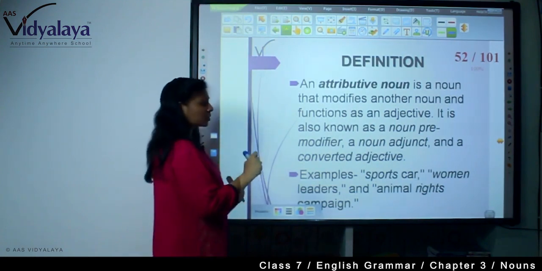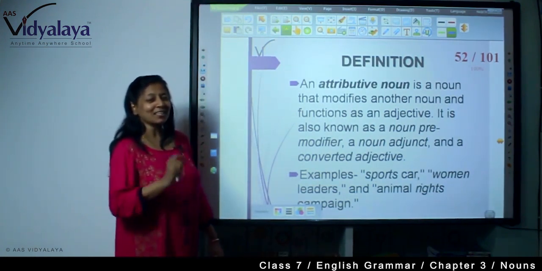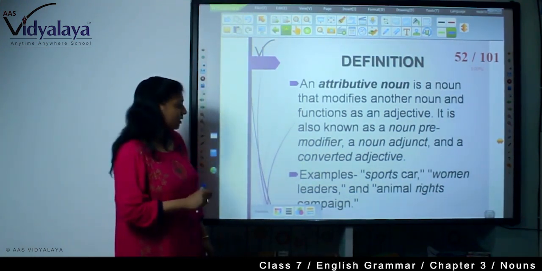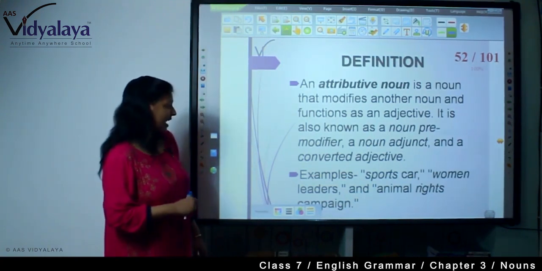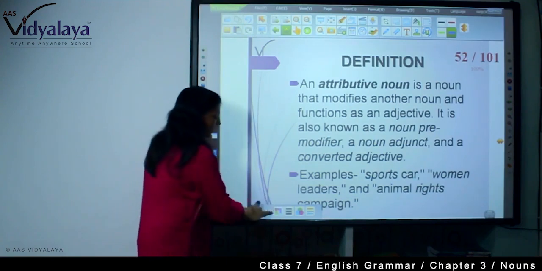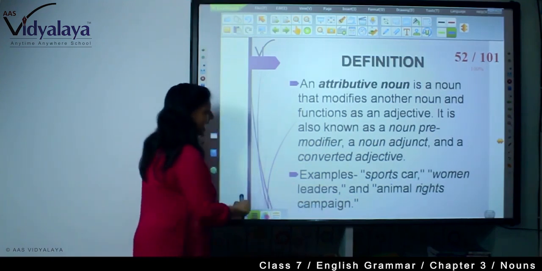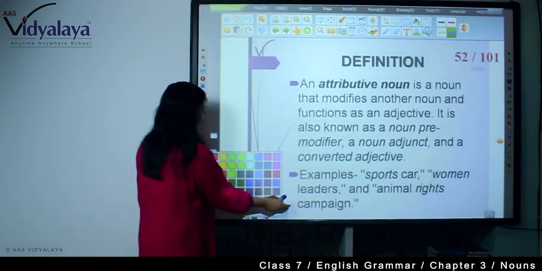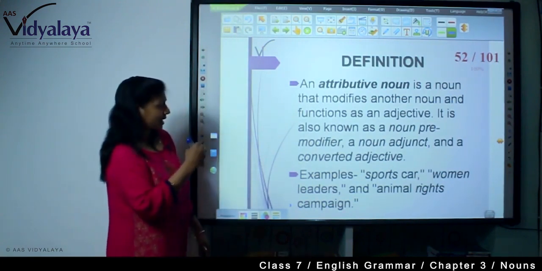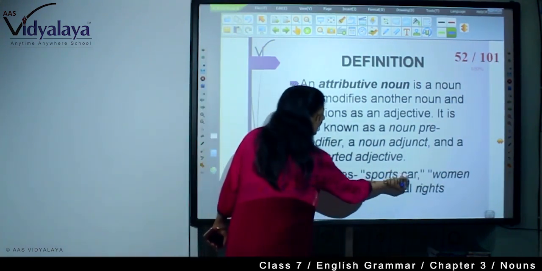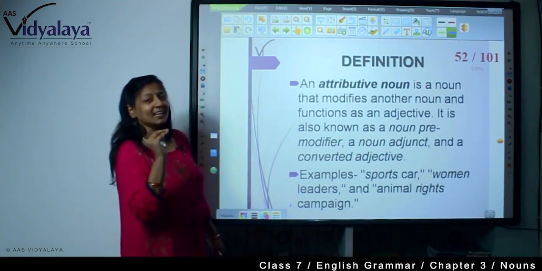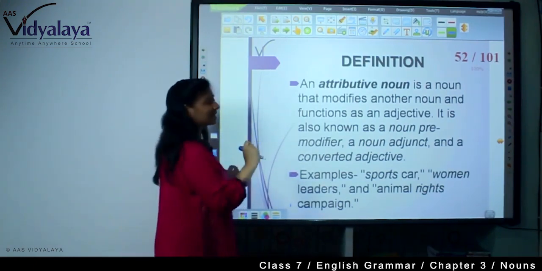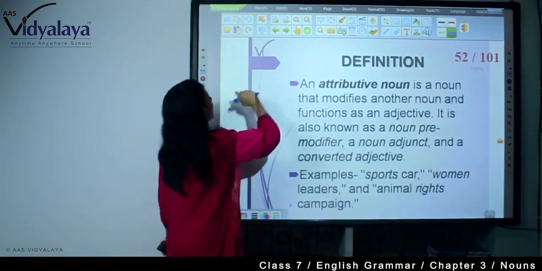So here, sports car. Which type of car? Sports car. Women leaders. Women leaders. Animal rights campaign. What type of campaign? Animal rights campaign. So you are seeing one noun is modifying another noun but working as an adjective. So these are attributive nouns.